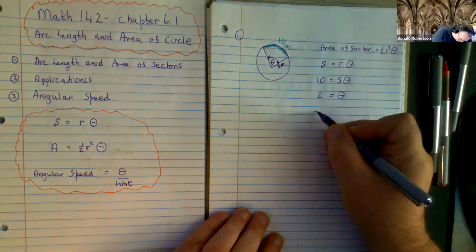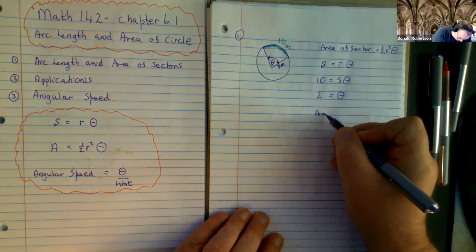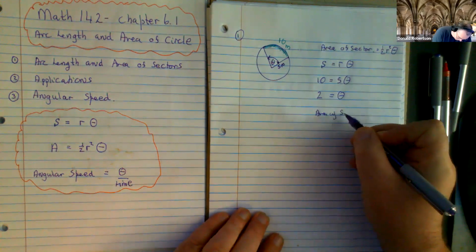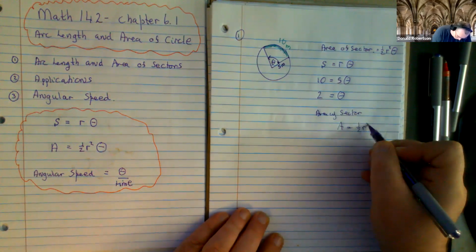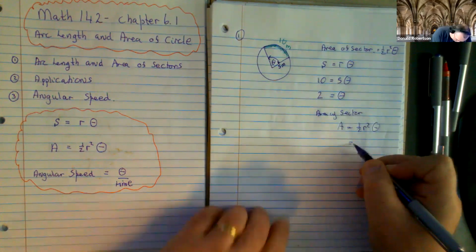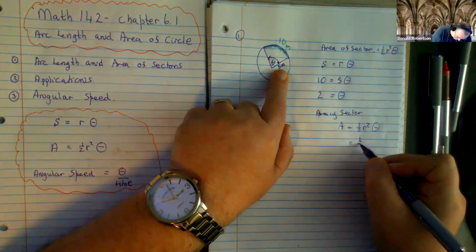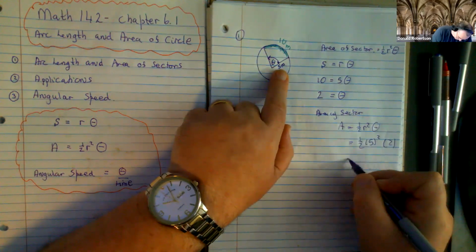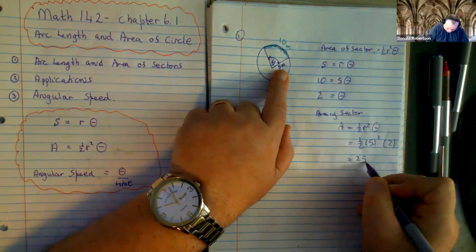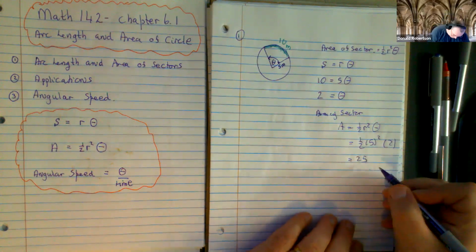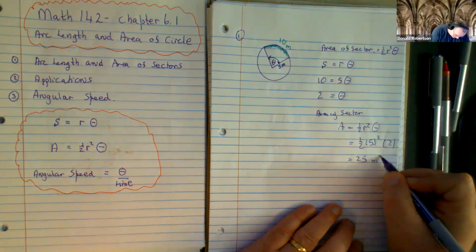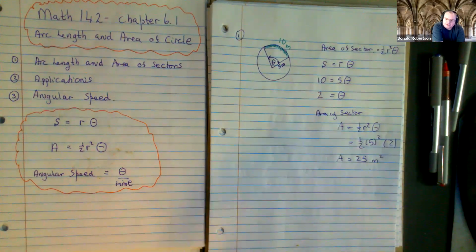So now I can get the area of the sector. And it is just a half r squared theta. The circle hasn't changed. It still has a radius of 5. And theta is 2. And you can see I made my life nice and easy again. And the answer is, I believe, 25. And since the units were meters and it's an area, it's 25 square meters.